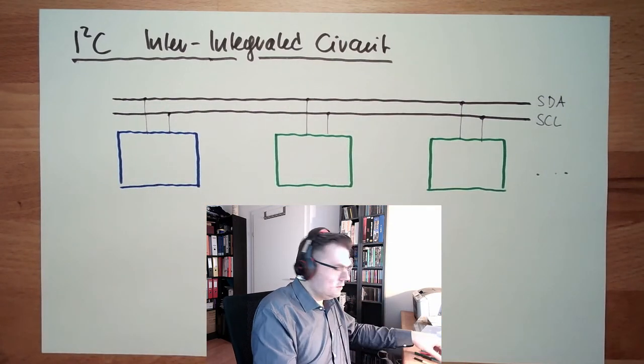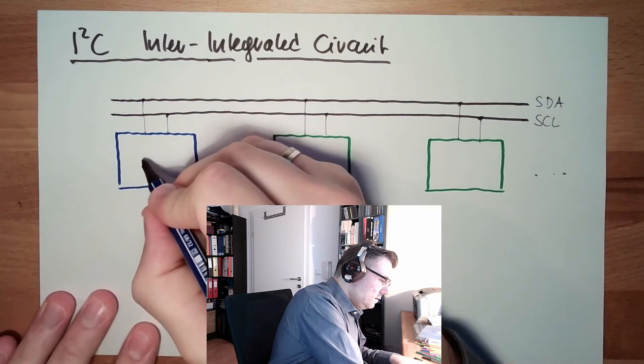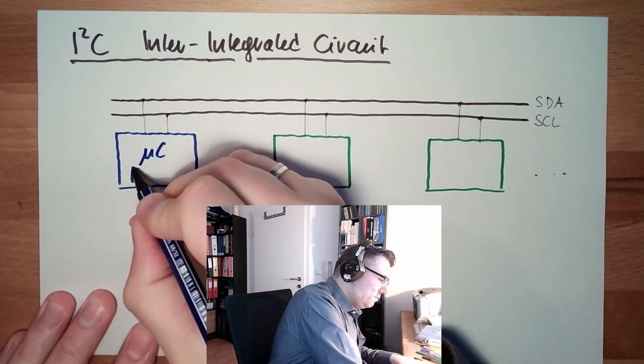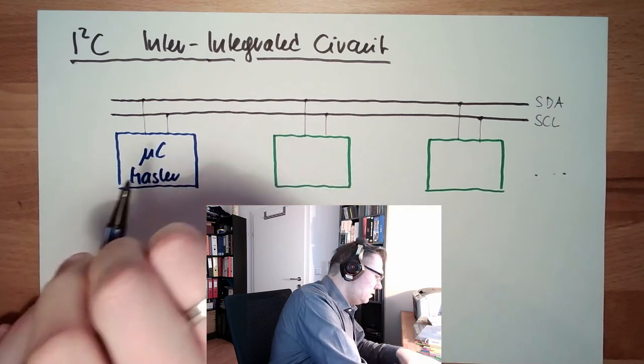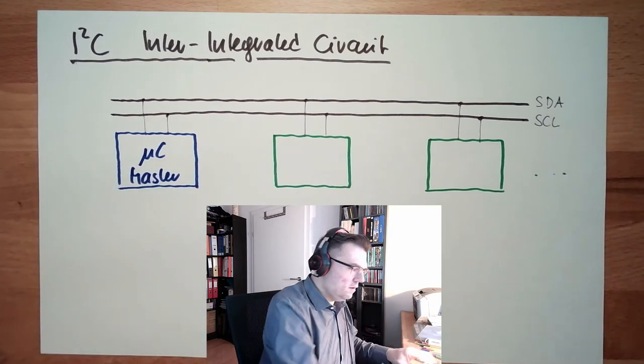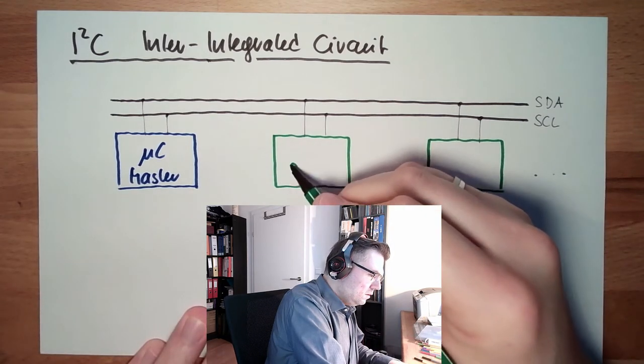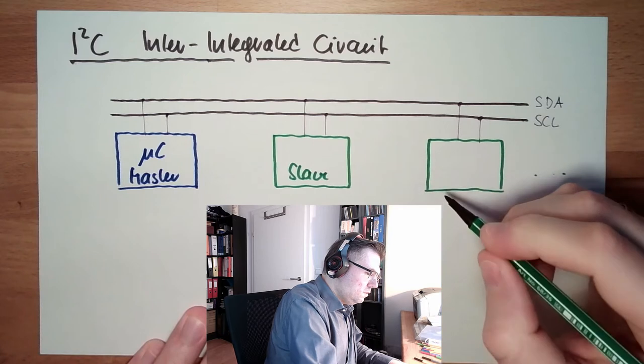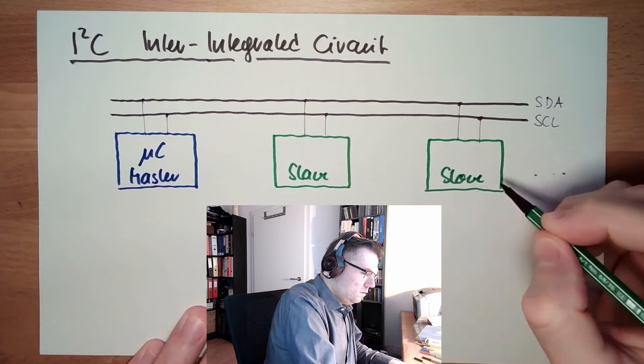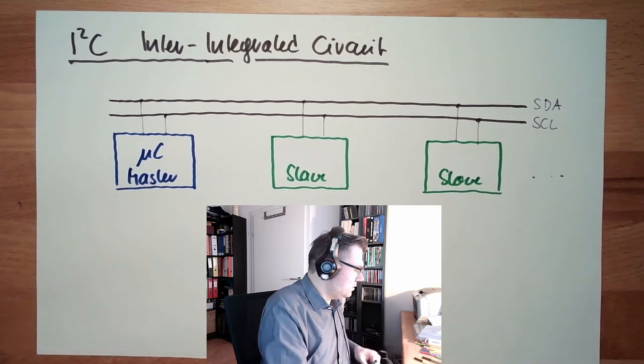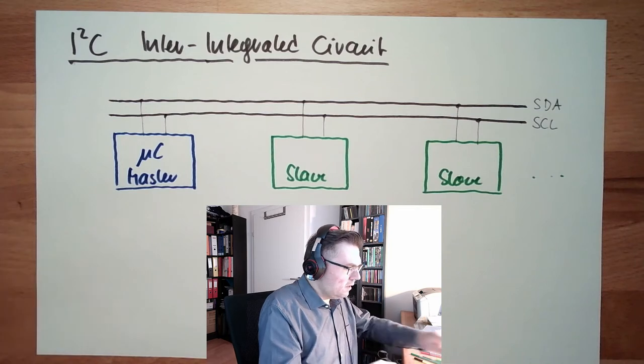So this here is the microcontroller, or what? This is the master. And this is the periphery, the peripheral, the slaves. The master is controlling the network.